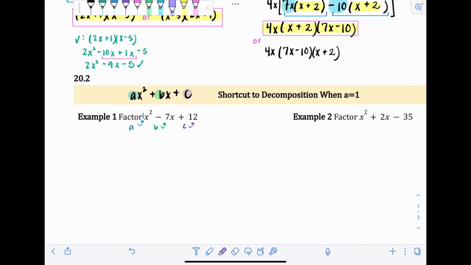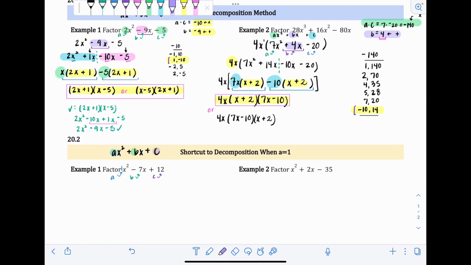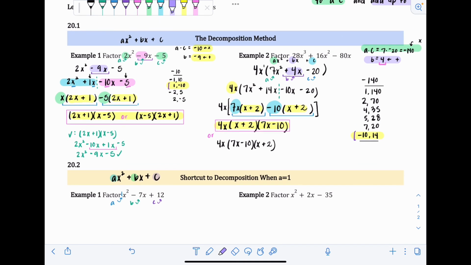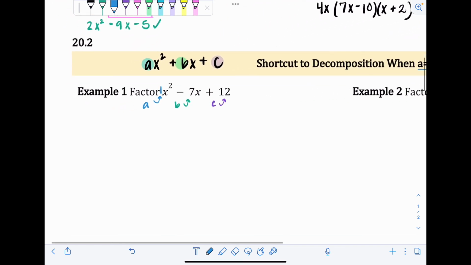So, okay, before we get started, I just want to say that you can use the entire process that we used from 20.1 exactly as is. That will still work here. There's just a faster way to do it when you have this specific case. So specifically when a equals 1, or the number in front of x squared equals 1. So when that's the case, we get to skip a lot of the steps, and I'll show you the process, and then we'll check it and make sure it actually works.